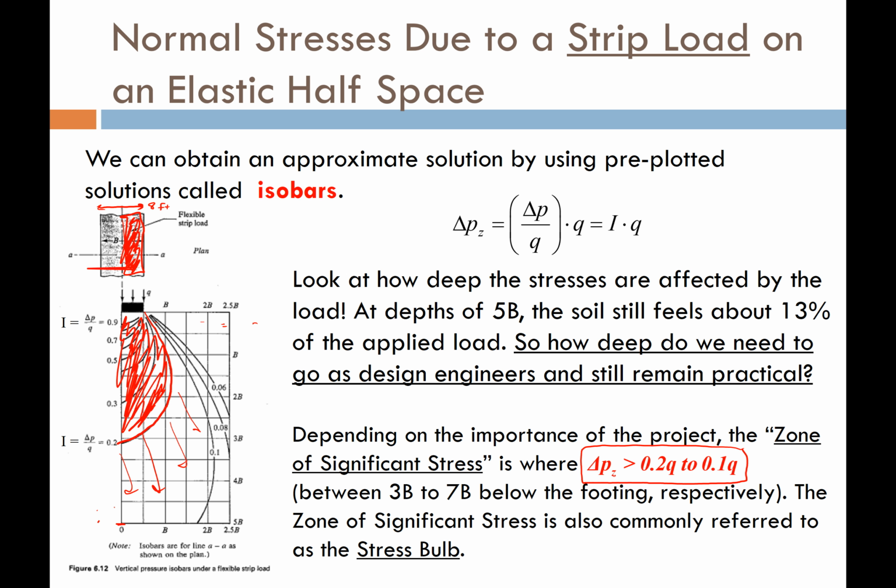Look at all that soil there, which would mean that if I was assuming an influence factor of 10% for my zone of significant stress, I would have to put my borings deeper into the ground to characterize all of this soil down here, which costs more money. That's less money in my pocket. So really, in terms of a strip load, the zone of significant stress is going to be anywhere between depths less than 3B to 7B below the bottom of our footing.